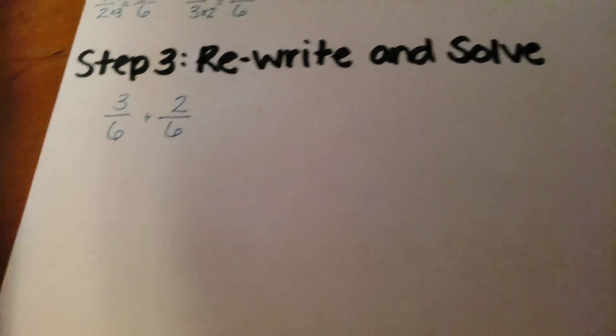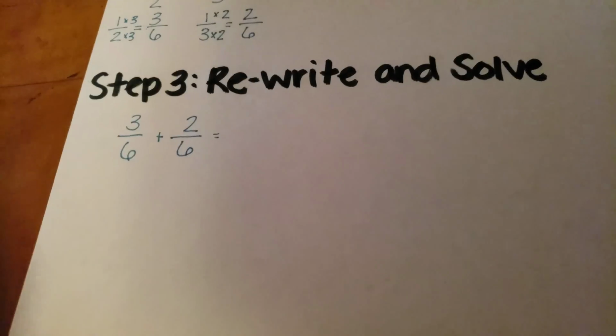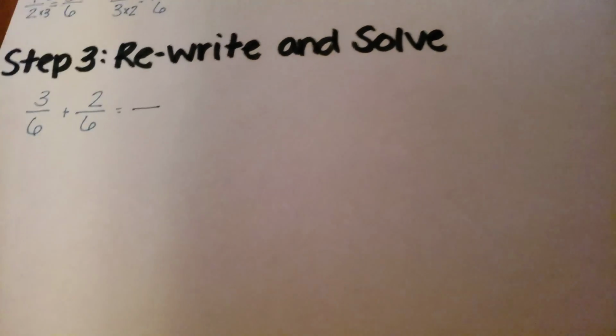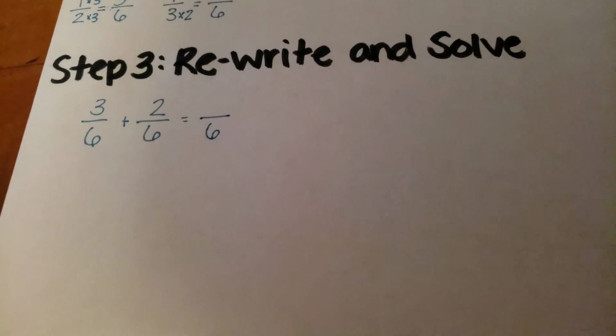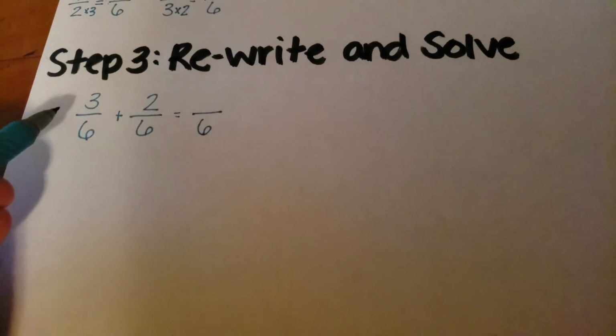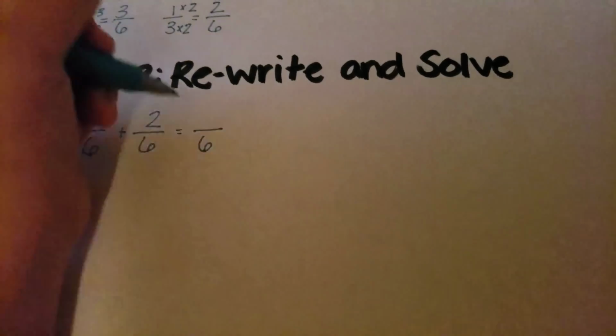Now I can solve. Once our denominator is the same, it stays the same. So you're going to go ahead and write your denominator for your answer, which will be 6. For the numerators, we add them together just like you would add normal numbers. 3 plus 2 equals 5.